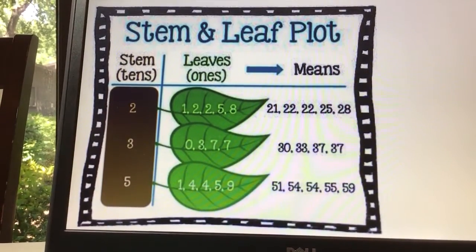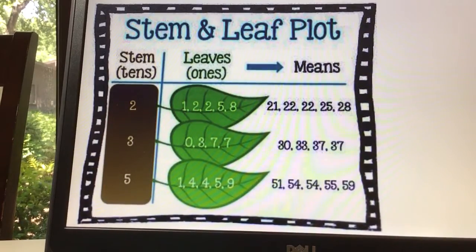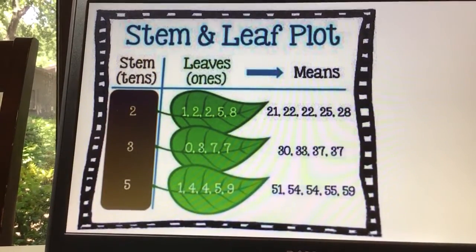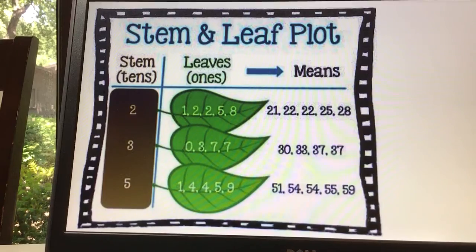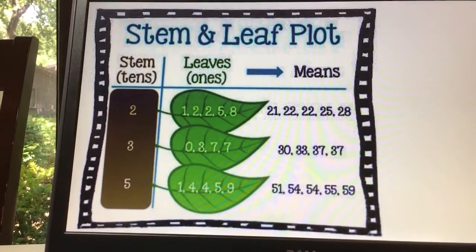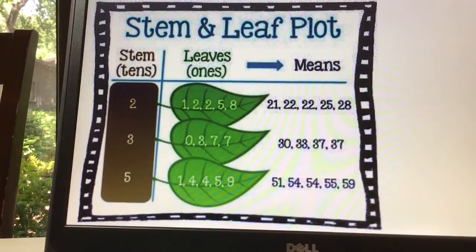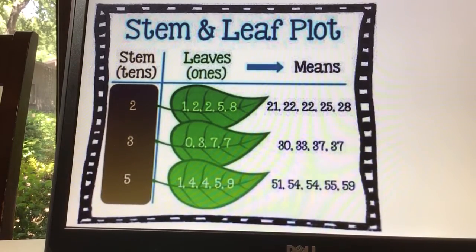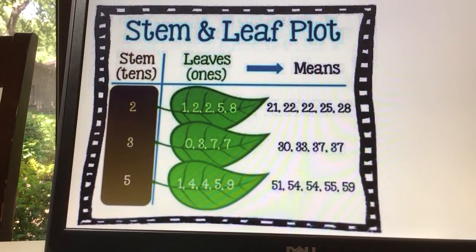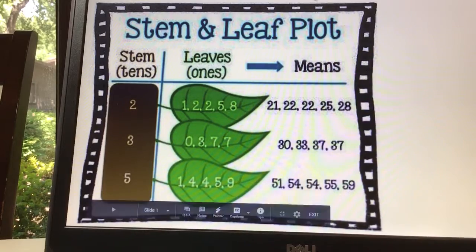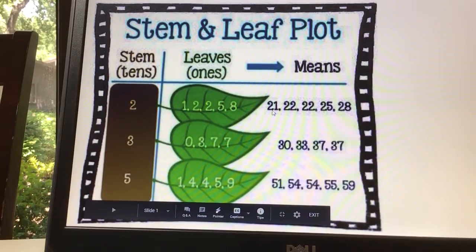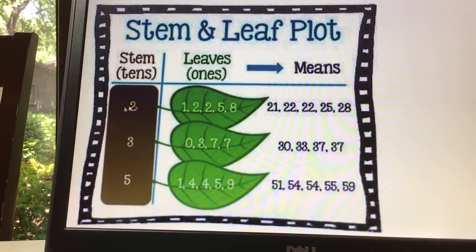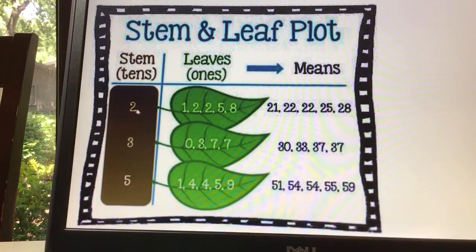So this is an example of kind of what a stem and leaf plot is. Stem is normally the number or the digits that are in the tens place. The leaf is normally the number or the digits that are in the ones place. So if I were to have the number 21, the stem would be the 2 and the leaf would be the 1. See, 2, 1, 21. And then I have the number 22.